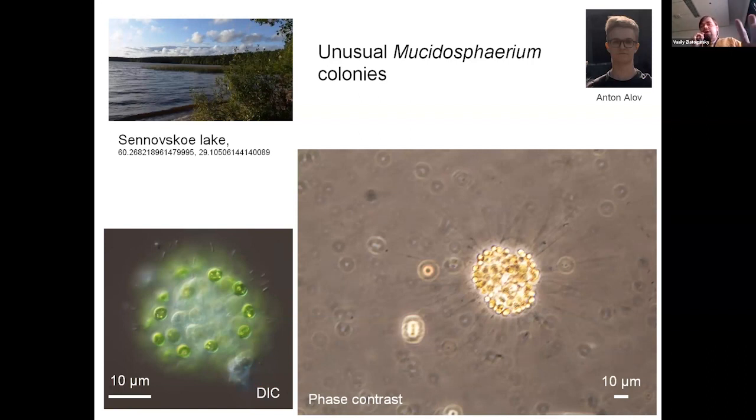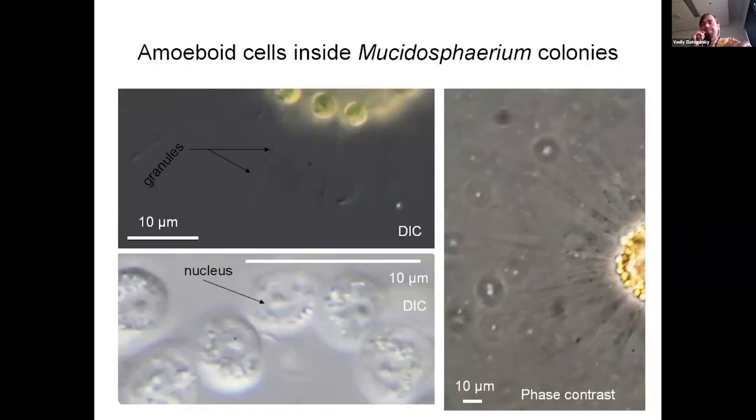So Anton Alef and I, Anton Alef is an undergraduate student I had the pleasure to work with, were looking at plankton of a small freshwater lake and stumbled upon really unusual colonies of Mucidospherium. Instead of having these branching stalks in the center of the colony, we saw this mass of spherical amoeboid cells in the middle. And also the surface of the colony was producing long, thin pseudopodia, which was quite unusual.